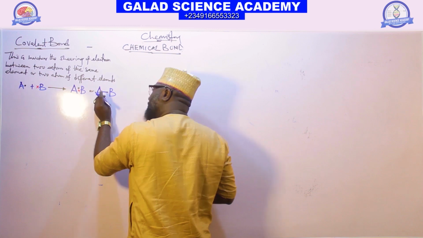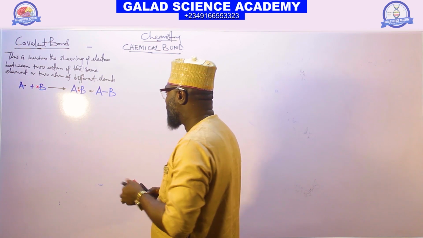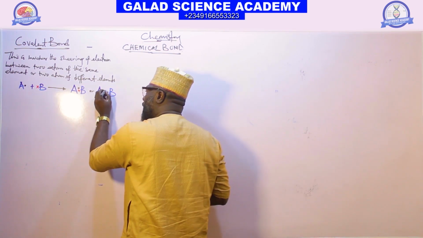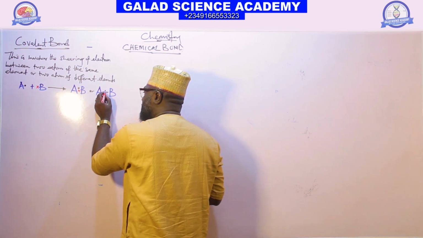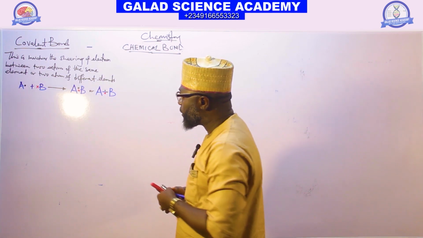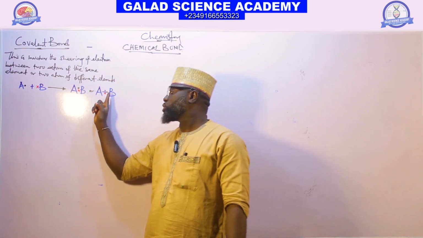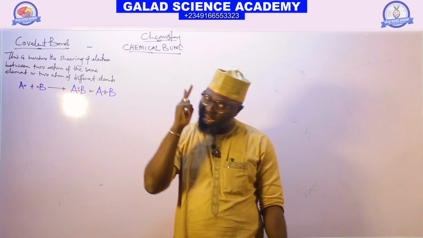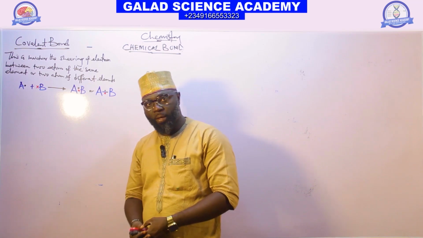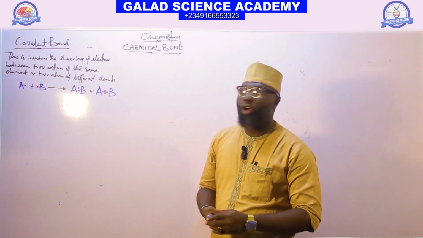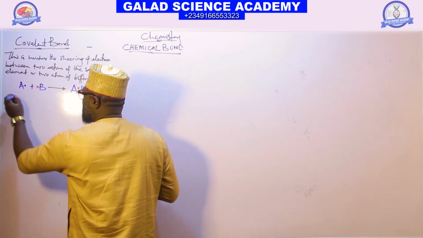So we can put a short bar here. This bond you see between them represents the sharing of electron, which is the dot here and the X here. So for covalent bond, when they share electron, we use a short bar to represent it. And in the short bar we have one pair of electrons, which is two electrons. So let us look at the formation of covalent bond.